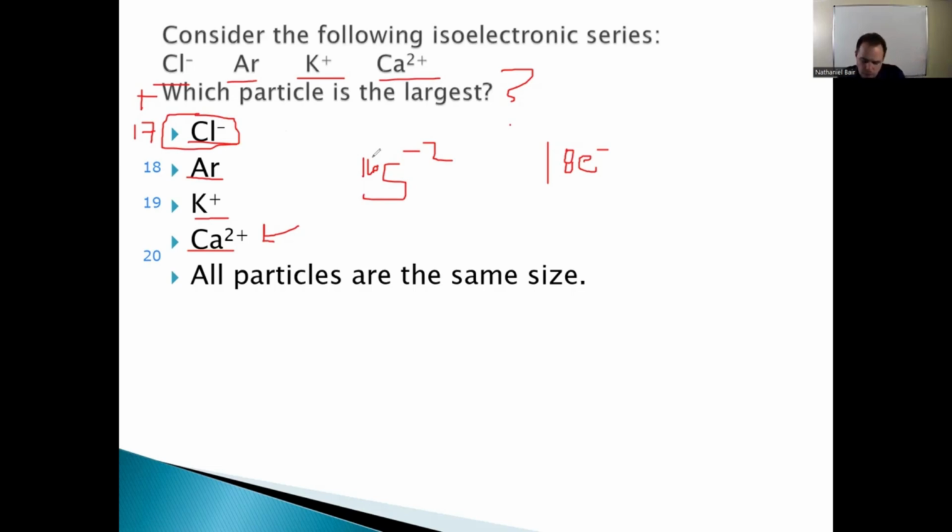Does everybody understand how you can compare the size of isoelectronic species to one another by looking at the atomic number, therefore the number of protons, and determining who's got the least pull on that electron cloud? Love that question. You've got to understand everything. It's so good.